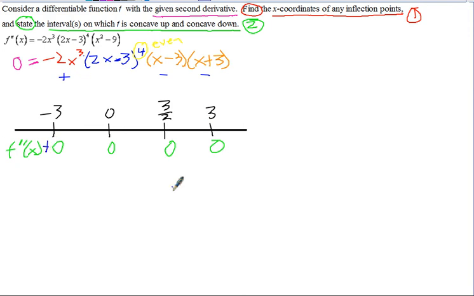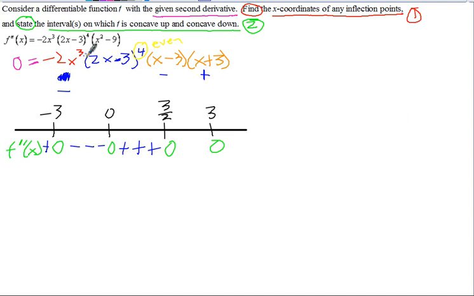Between negative 3 and 0, negative 1. Cubed is negative, times negative 2 is positive. Negative 1 minus 3 is negative. Negative 1 plus 3 is positive. So 2 positive times negative is negative. We test positive 1 here, between 0 and 1.5. 1 cubed is positive, times negative 2 is negative. 1 minus 3 negative. 1 plus 3 positive. 2 negatives times a positive is positive.